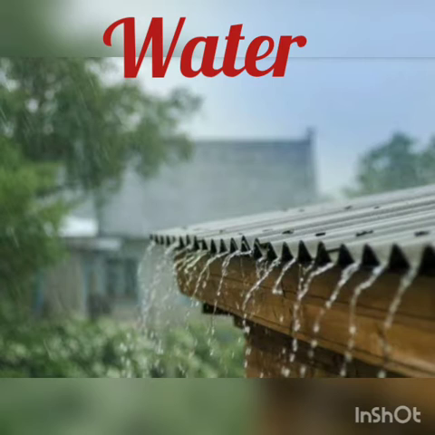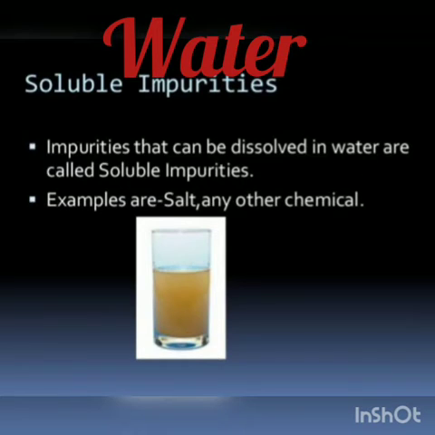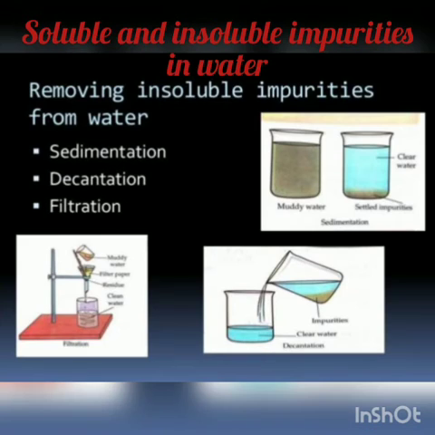Many substances get mixed in water and make it impure. Such substances that make water impure are called impurities. To make water fit for human use, the impurities in it need to be removed. There are two types of impurities found in water: soluble impurities and insoluble impurities.